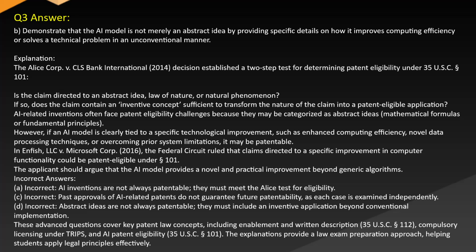AI-related inventions often face patent eligibility challenges because they may be categorized as abstract ideas, mathematical formulas, or fundamental principles. However, if an AI model is clearly tied to a specific technological improvement, such as enhanced computing efficiency, novel data processing techniques, or overcoming prior system limitations, it may be patentable. In Enfish LLC v. Microsoft Corp. 2016, the Federal Circuit ruled that claims directed to a specific improvement in computer functionality could be patent eligible under § 101. The applicant should argue that the AI model provides a novel and practical improvement beyond generic algorithms.